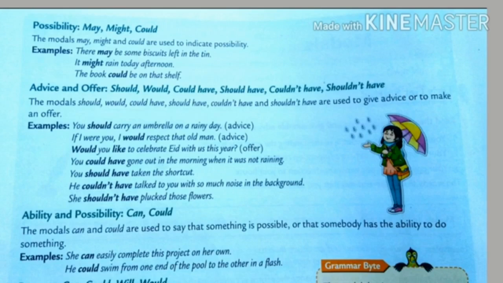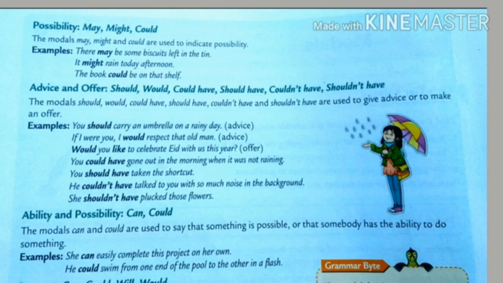Next example. You could have gone out in the morning when it was not raining. It is an advice. When it was not raining in the morning, you could have gone out so that you may not get wet in the rain. Should have. You should have taken the shortcut. It is an advice. You don't have any other options. You should have taken the shortcut.